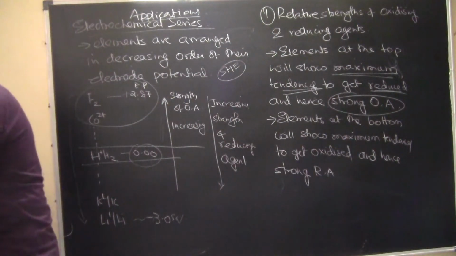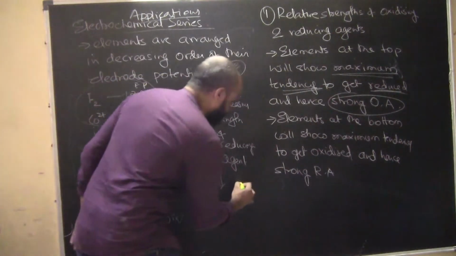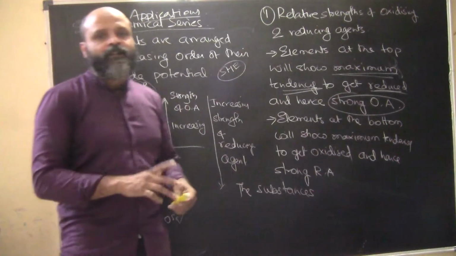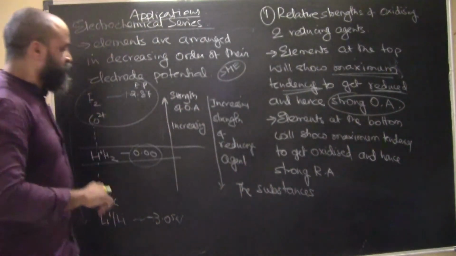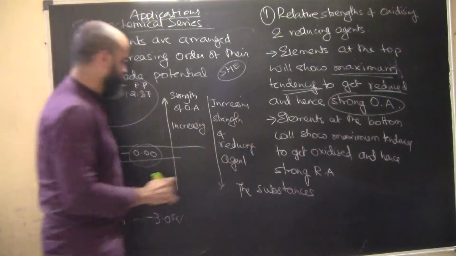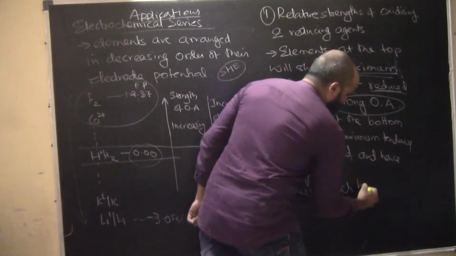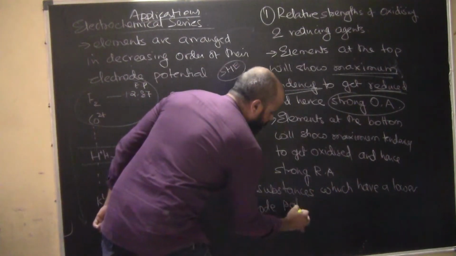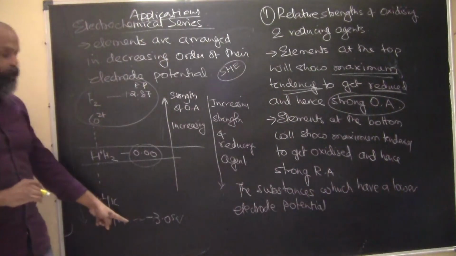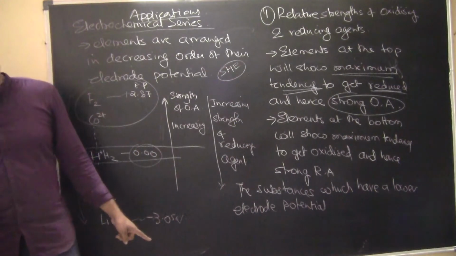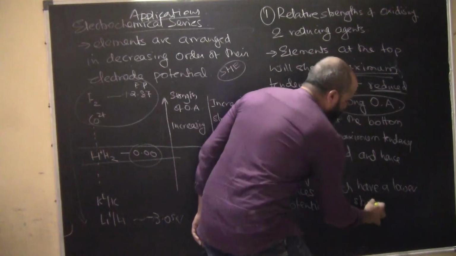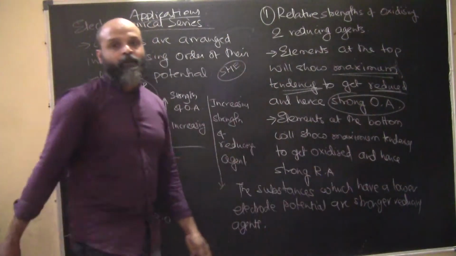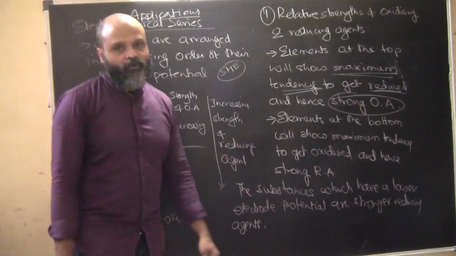So we can say comfortably that the substances, and here we say substances because in this electrochemical series we have a lot of radicals along with elements as well, the substances which have a lower electrode potential are stronger reducing agents, because they are getting themselves oxidized. They are supplying the electrons, so they are reducing agents.